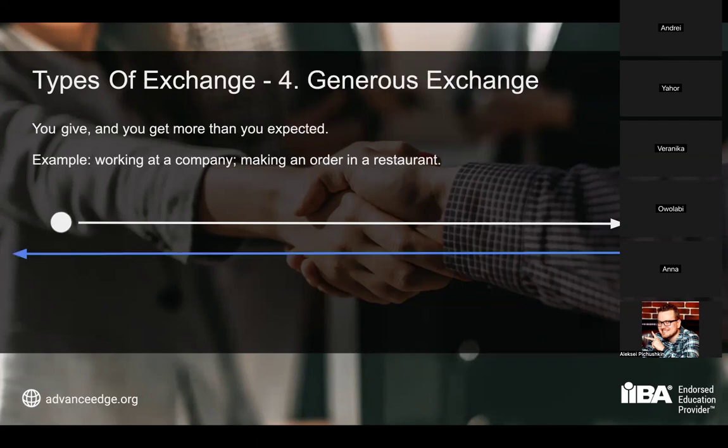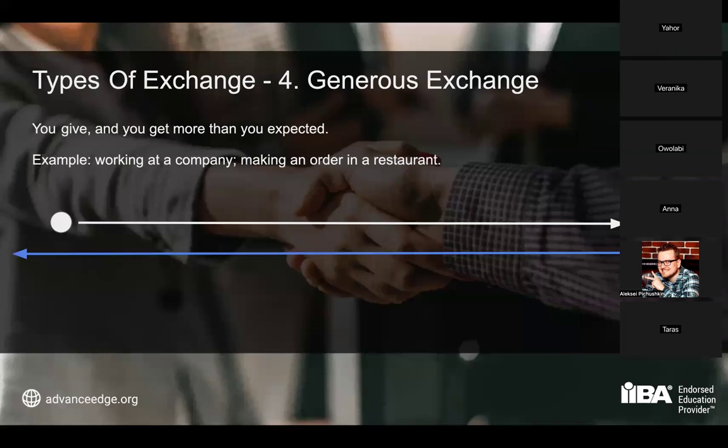This is a generous exchange or an exchange with an excess, right? When you give more than you were supposed to give. Assume you're working in the company, you do everything that you were supposed to do, but then at the end of the month, you receive salary plus a bonus that was not discussed before. So to say, a surprise bonus, right? And you feel very happy, you feel valued, your motivation probably rises because you didn't expect that, but you got that, right?